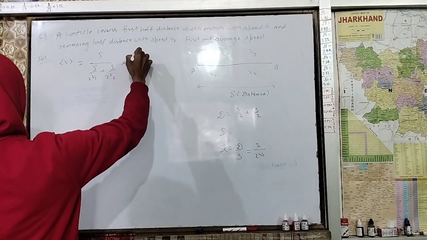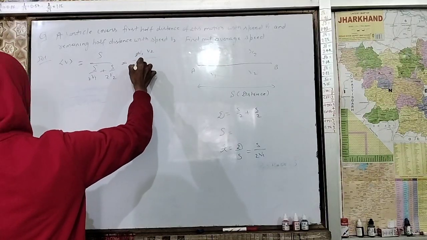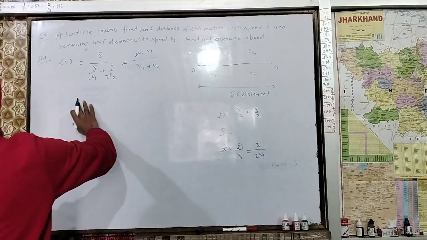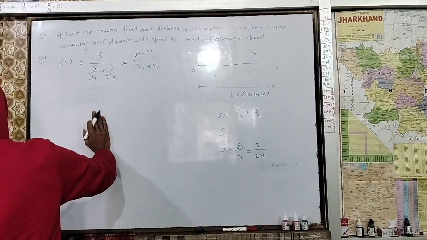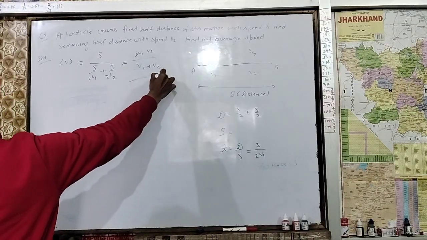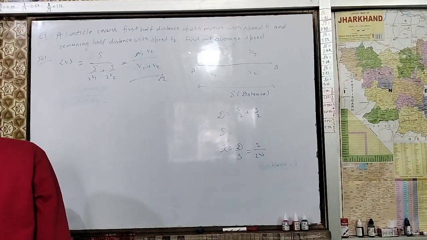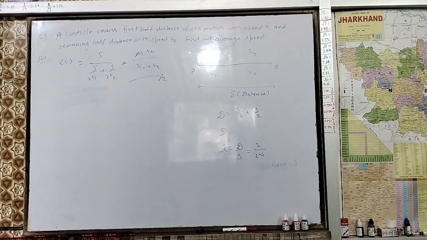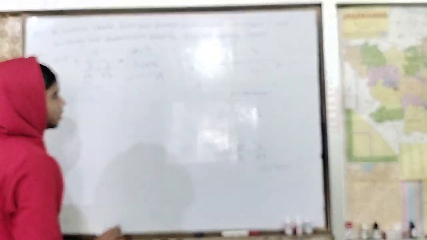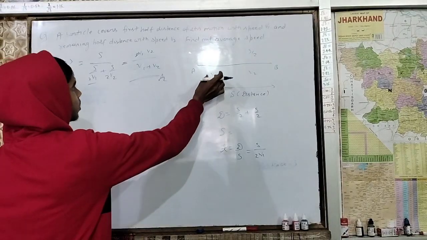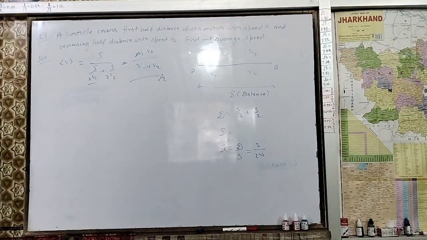Then we will get 2v1 v2 upon v1 plus v2. Okay, this thing will come. Here we were doing wrong over here. Just we take this complete and this half, which is invalid for time.